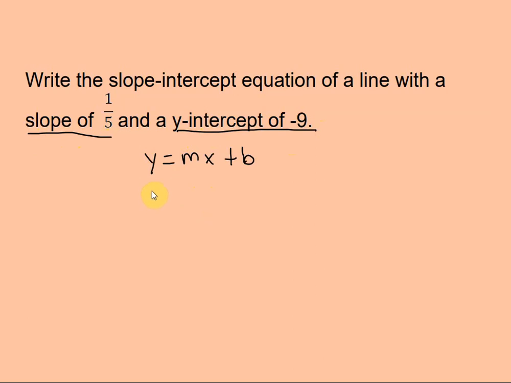So the slope-intercept equation of a line with the slope of 1/5 and a y-intercept of -9 would be y equals, remember m stands for the slope, so my slope is 1/5 x, and then plus b, if I plugged in a -9, that would just be -9. And that's how I write the equation of a line given the slope and the y-intercept.